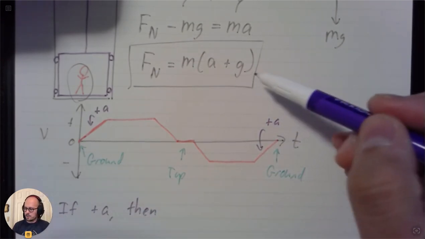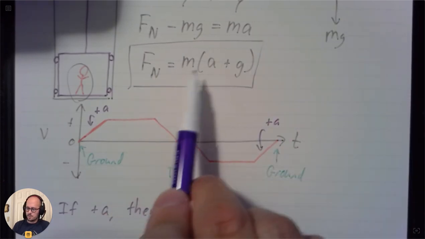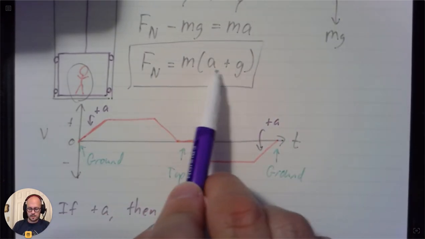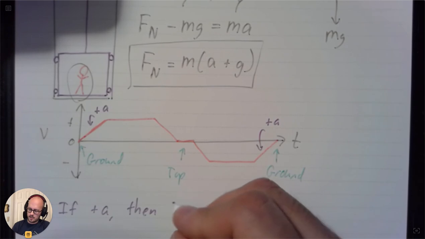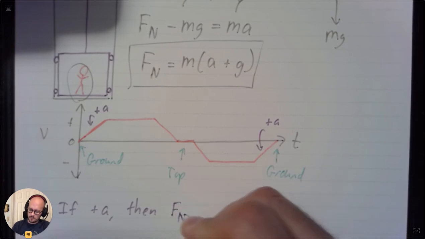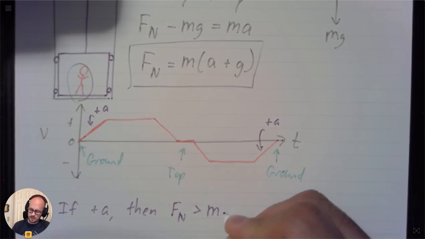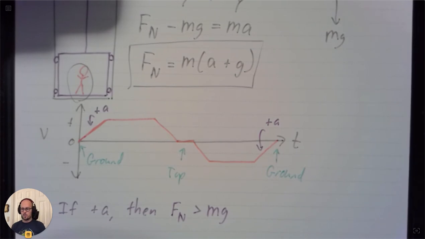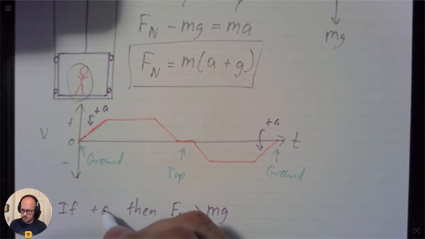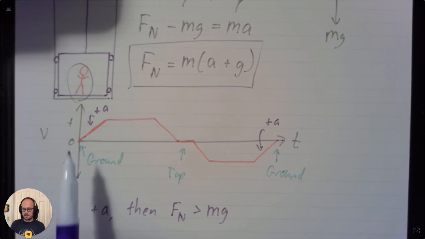In that situation, if acceleration is positive, then according to this expression, normal force is the sum of two positive numbers times mass. And that means that the normal force is going to be greater than the weight of the object in the elevator. So that's if you have positive acceleration. Positive acceleration tends to happen, or does happen, at the bottom of an elevator ride.